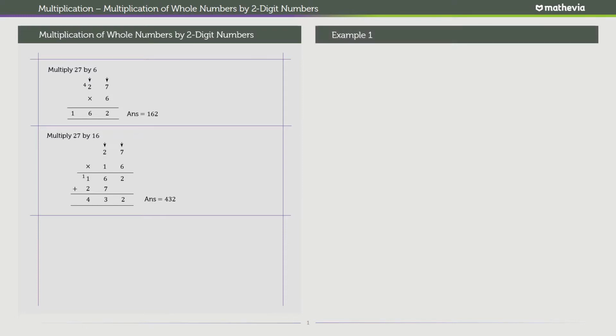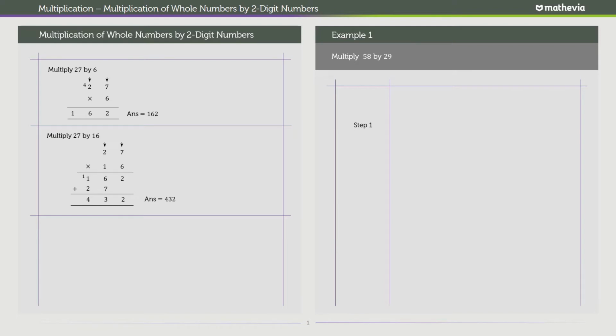Now, let's do one example. Example 1 says multiply 58 by 29. To do this, we're going to multiply digit by digit, and we start off with 8. I'm going to multiply by 9. So we have 8 times 9 gives us 72.